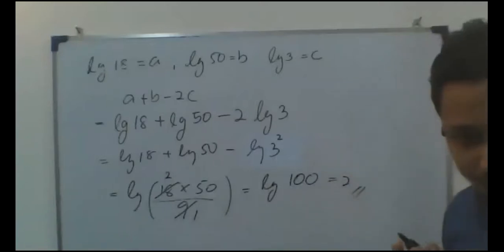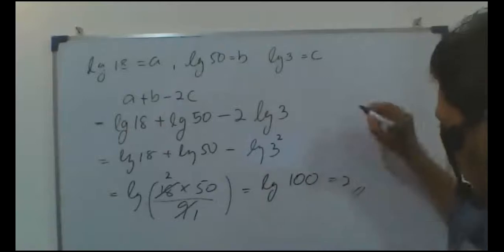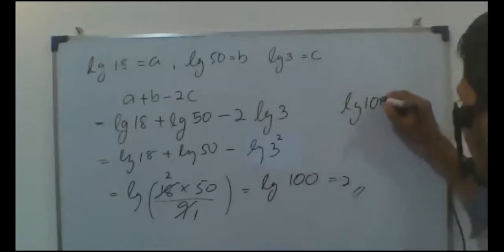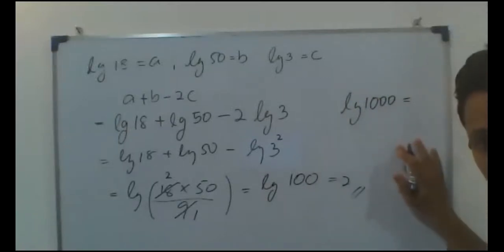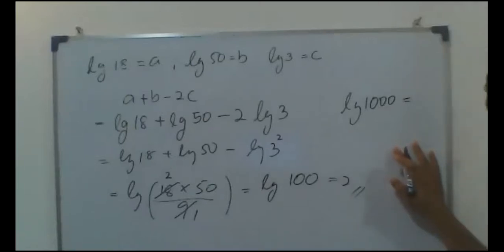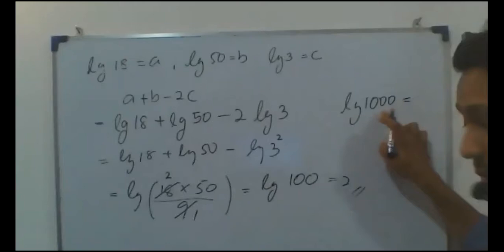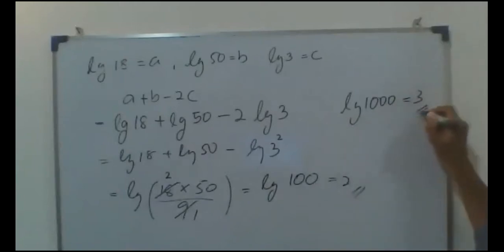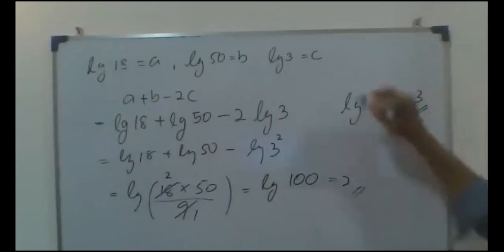It's 2. Okay, so another way is there. For example, look at it, if I have LG 1000. What is the answer? 0, 1, 2, 3 zeros are there. So what is the answer? It's 3. Right. Now I'm asking for one question.